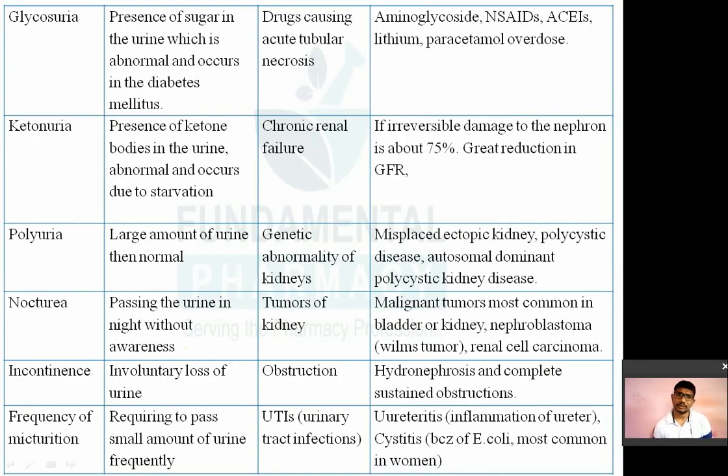Now again, the next term is glycosuria. Glycosuria means presence of sugar in the urine, and that occurs in diabetes mellitus. Ketonuria means presence of ketone bodies in the urine. That occurs due to starvation.